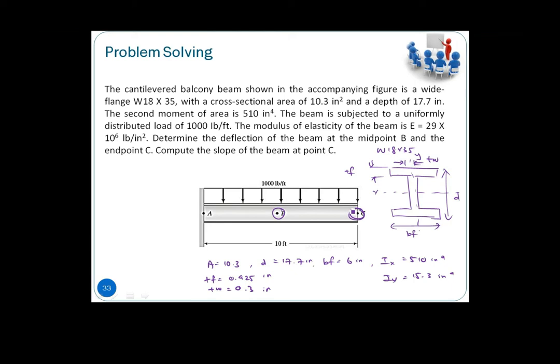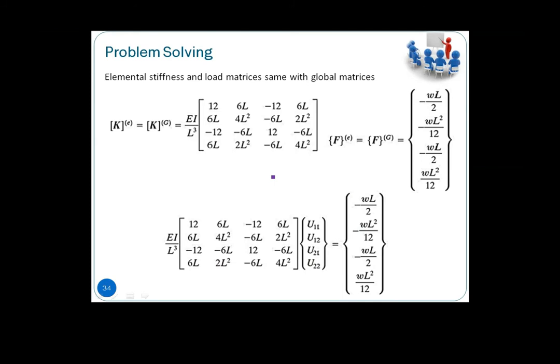If we treat it as one element itself, then we have UI1, UI2, UJ1, UJ2. Then we have a 4 times 4 matrix. Our K element here is a 4 times 4 matrix. What we do is we find the K itself. If you still remember, this K element is our global K, in this case just one element, so a 4 times 4 matrix.